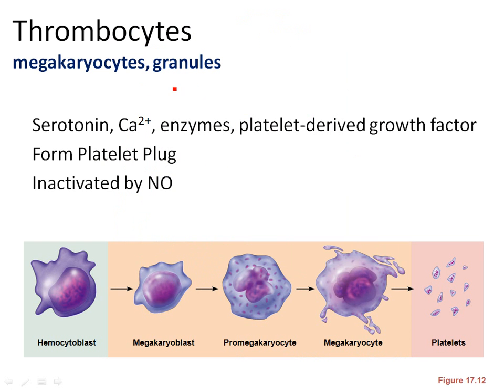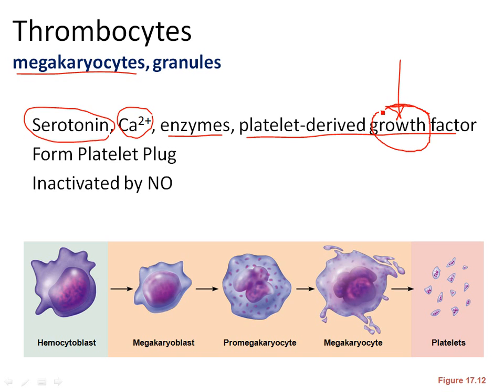Right, lastly, we have our thrombocytes, or our platelets. They came from big cells called megakaryocytes. So we're going to make a megakaryocyte and then break it into pieces, basically. Thrombocytes, or platelets, are full of granules. And the granules contain serotonin, which is a neurotransmitter, but in this case, it's going to help us affect blood vessels. Calcium ions, lots of enzymes, and a molecule called platelet-derived growth factor. Based on its name, what do you think it stimulates? The fact that I'm circling the word growth is a big hint.